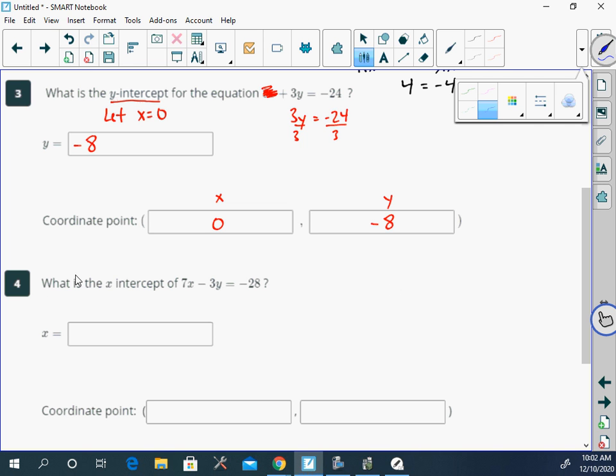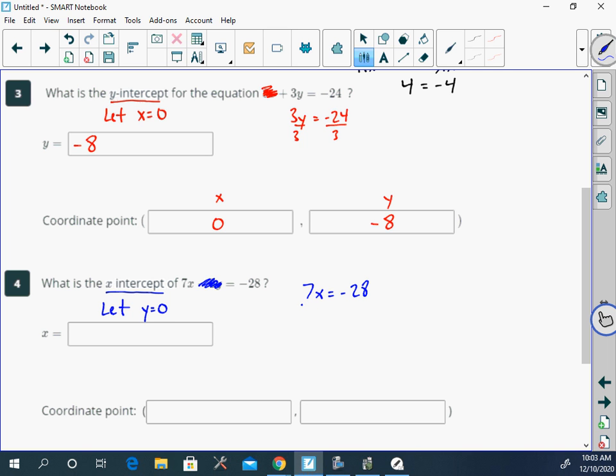And same idea for number 4, the x-intercept. So when you're looking for an x-intercept, that's when you're going to let y equal 0. So same idea, if y equals 0, this negative 3 times 0 is going to go away. So I put my thumb over that. So if I put my thumb over that, what I see is 7x equals negative 28. And then I solve for x. I divide by 7 on both sides, and I'm getting x equals negative 4. So that's our x this time. Our x is negative 4. Remember, it goes x comma y. So our x is negative 4 and our y was 0.